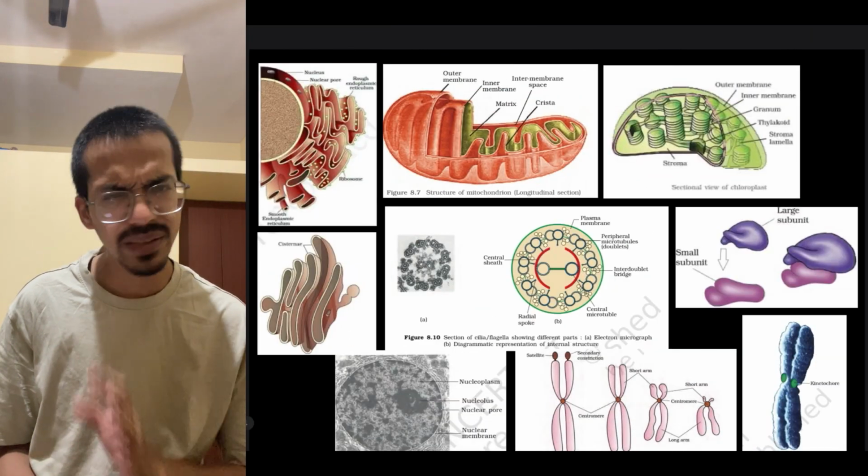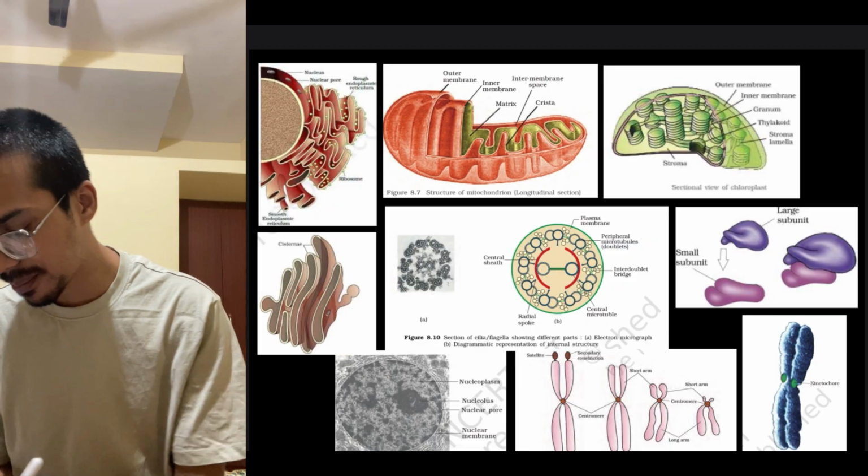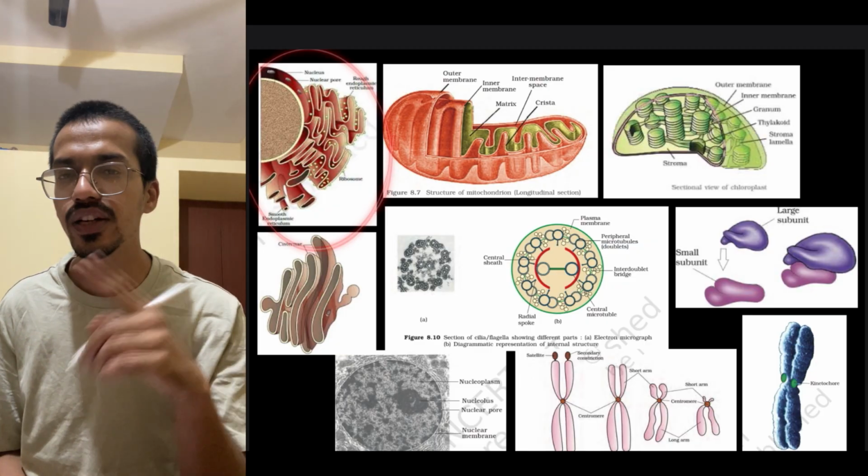Moving on to all the possible organelles that were left out in the chapter. Number one, this diagram is showing you your endoplasmic reticulum.